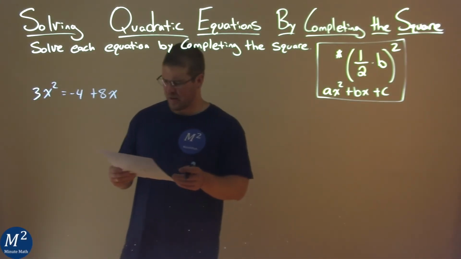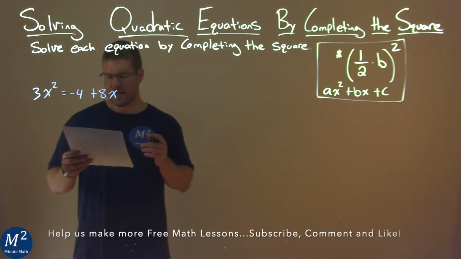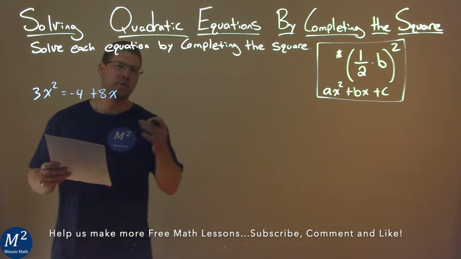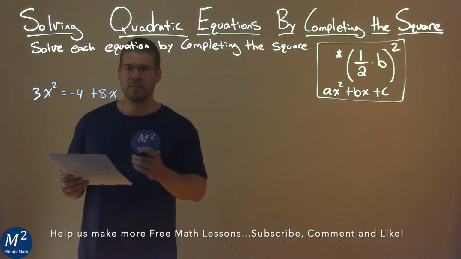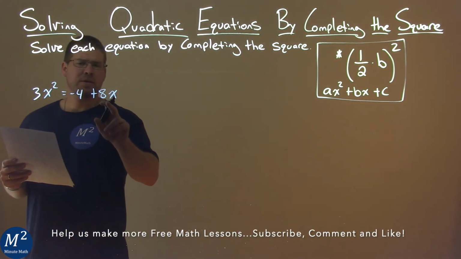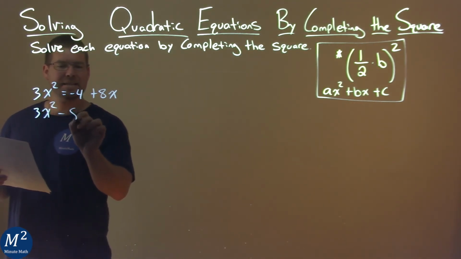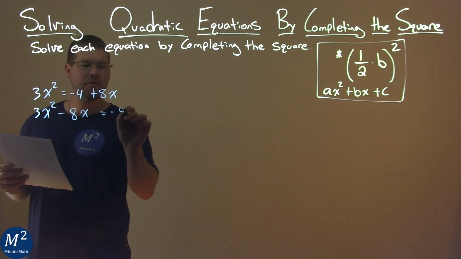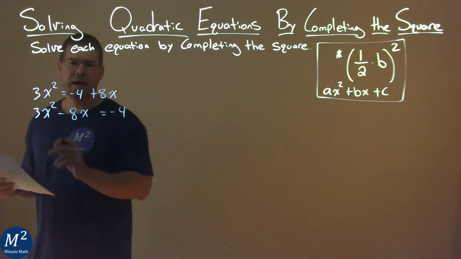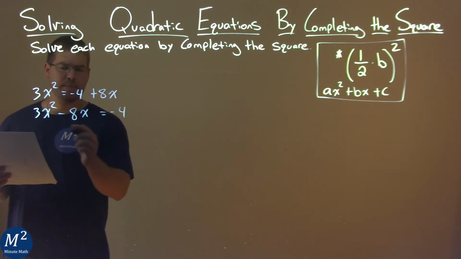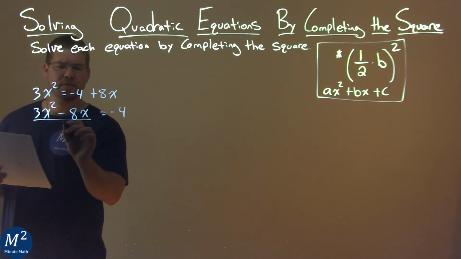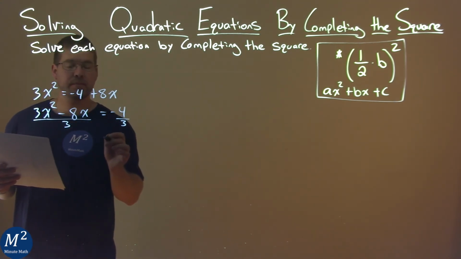We're given this problem right here, 3x squared equals negative 4 plus 8x, and we need to solve this by completing the square. First thing I'm going to do is bring the 8x over to the left. So we have 3x squared minus 8x equals negative 4. Now my a value is 3, and we want that to be a 1, so I'm going to divide both sides of the equation by 3.